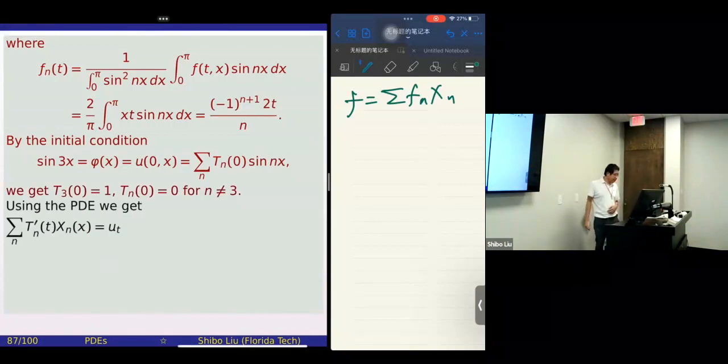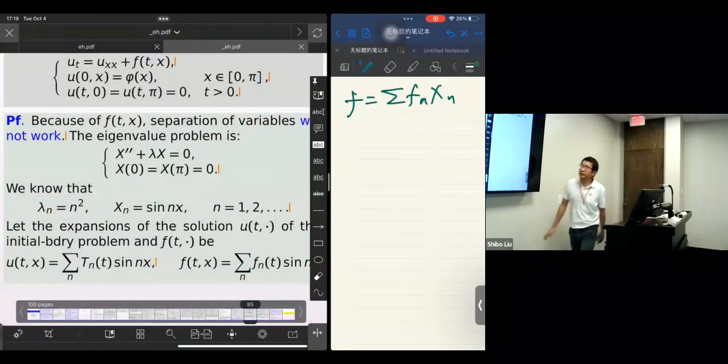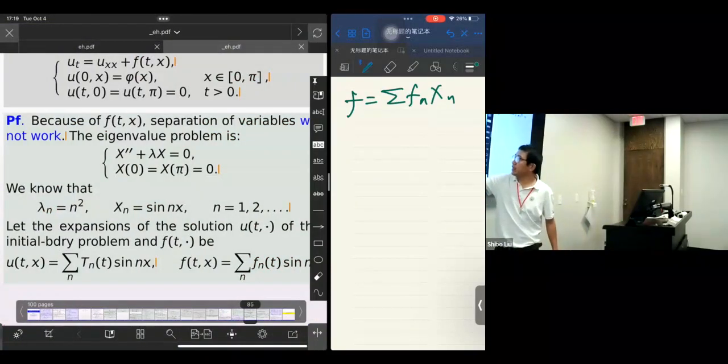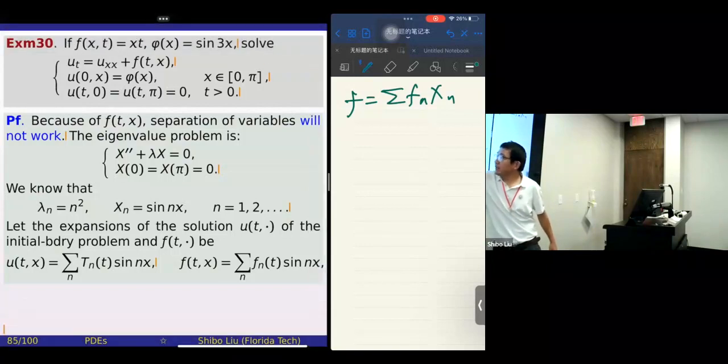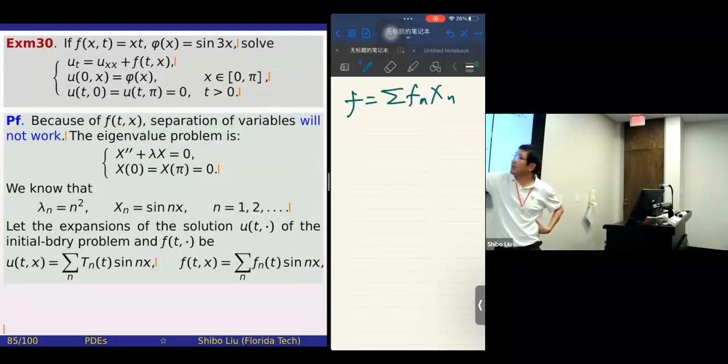Then we apply the PDE. u is the sum of T_n(t) sin nx. So the partial derivative of this u with respect to t, supposing you can switch the order of summation and differentiation, will be applied to T_n(t).